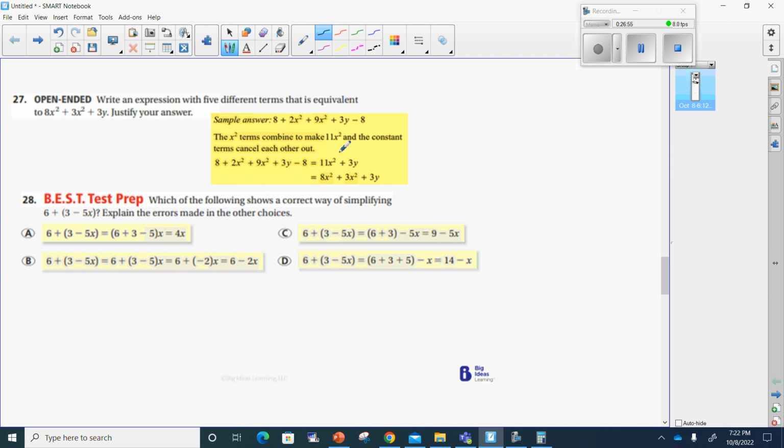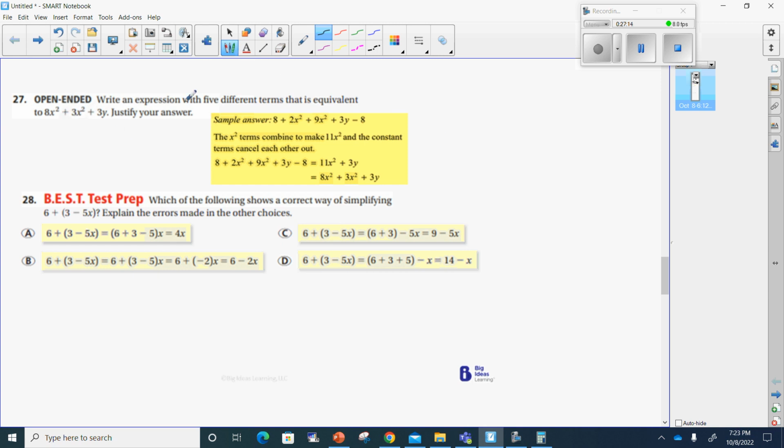And now they're saying, oh, I see, because they have 8x to the second power plus 3x to the second power. That will equal 11x. So they did it kind of tricky there. I'm going to make it a little bit simpler for mine.